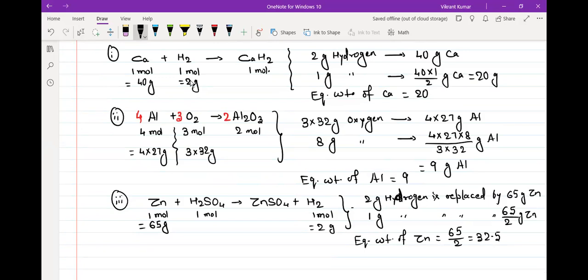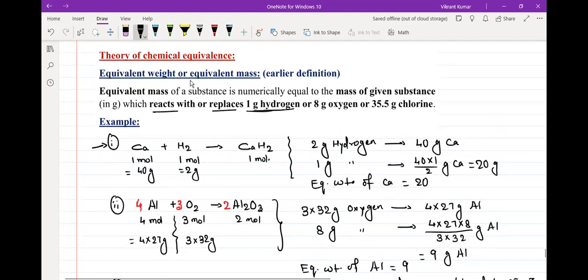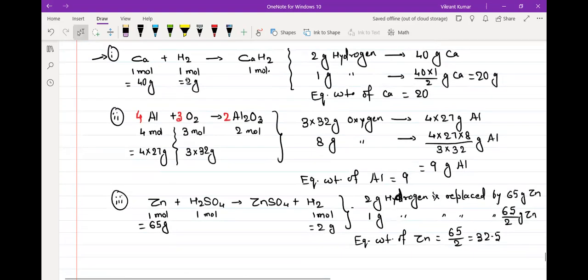So I don't understand what you're talking about, displacement. See now, in the first example, calcium was reacting with hydrogen, right? In the third example, is Zn forming a bond with hydrogen or is Zn reacting with hydrogen? No. It is displacing hydrogen from H2SO4, right? Meaning H2SO4 was there, it pushed out H2 and itself got attached with sulphate, and hydrogen was displaced. And by definition, it was allowed because it says which reacts with or replaces. So from both parts of the definition, we can find out the equivalent weight. Is it okay up to this point?